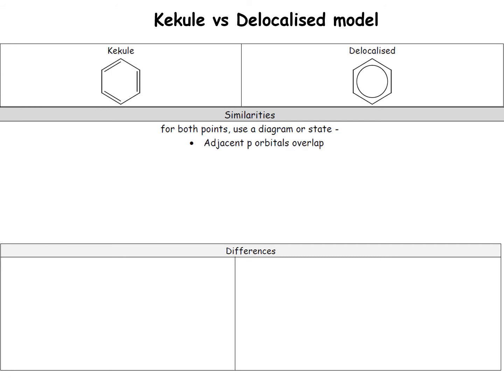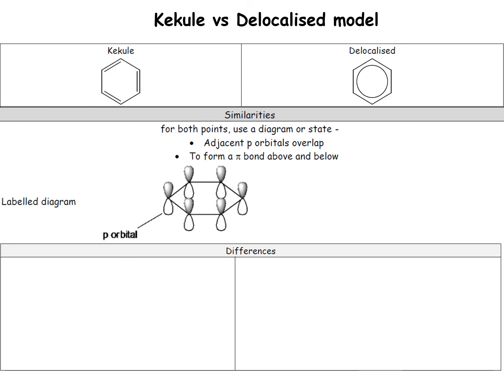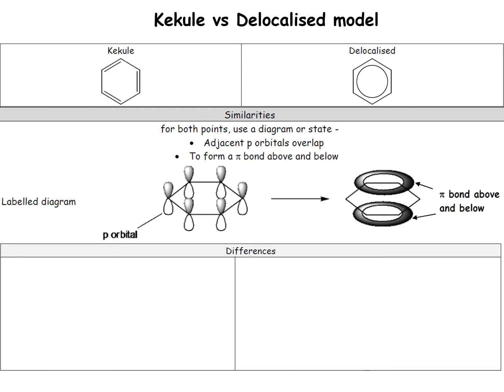So, the similarities are we have p orbitals that are overlapping side by side in both cases. Those p orbitals are forming a pi bond that appears both above and below the carbons. If you're doing a diagram, you must clearly identify your p orbitals first, and then the fact that they form this pi bond above the carbons and below. It's all one pi bond, not two separate ones. So don't put pi bonds, it's a pi bond.